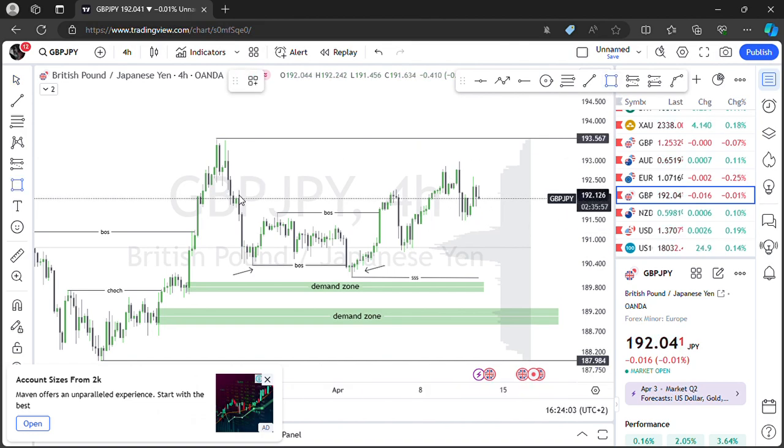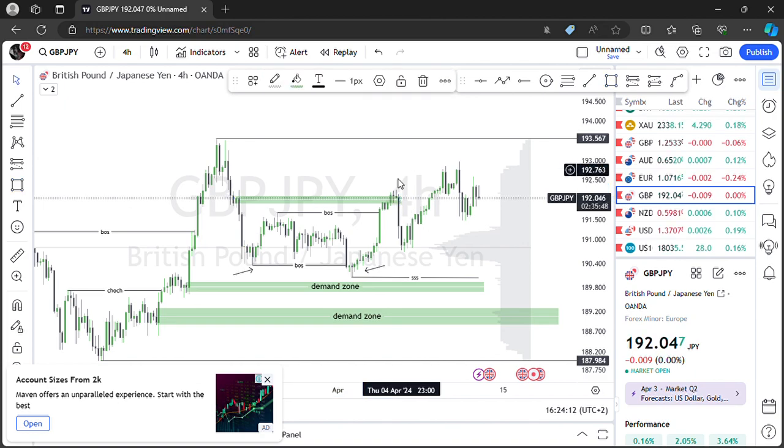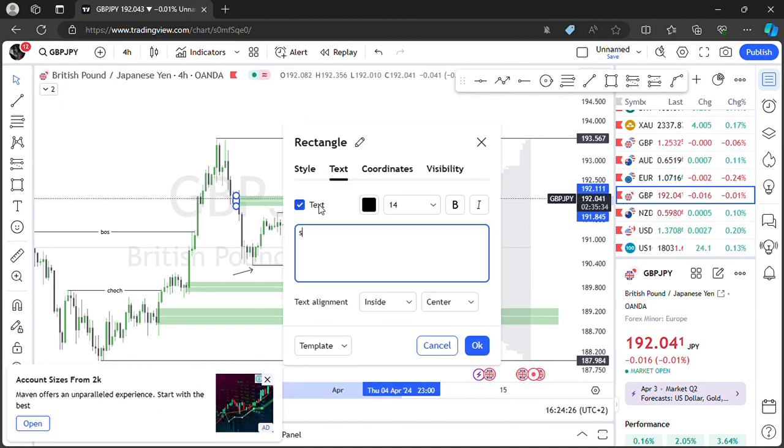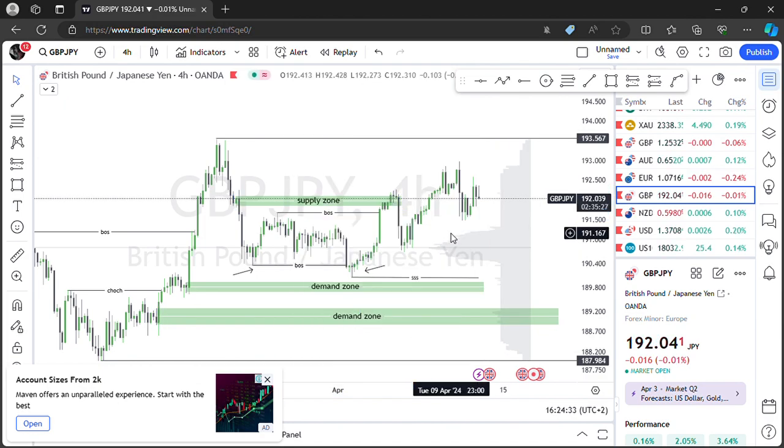And then from there, we had a small supply zone. At some point, that supply zone was respected because the market broke below it. It gave you a false breakout, and then it came back and broke inside the supply zone. So it was a valid supply zone. You can definitely use it as a valid supply zone.